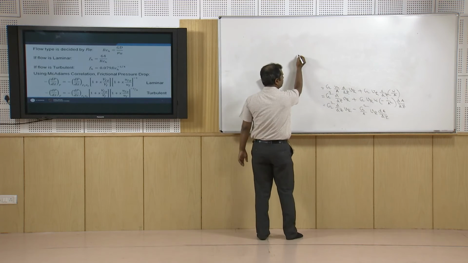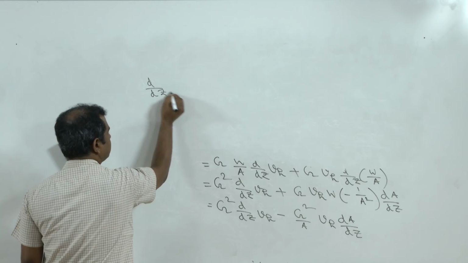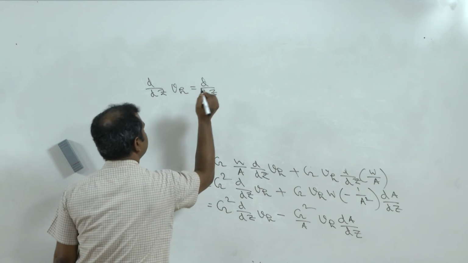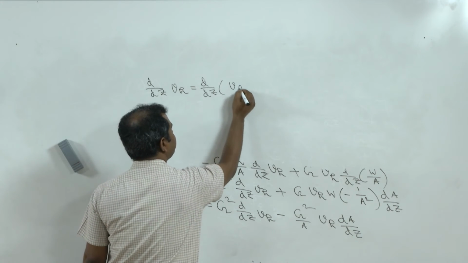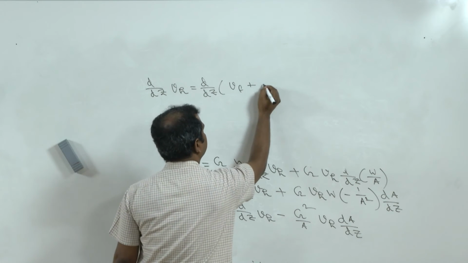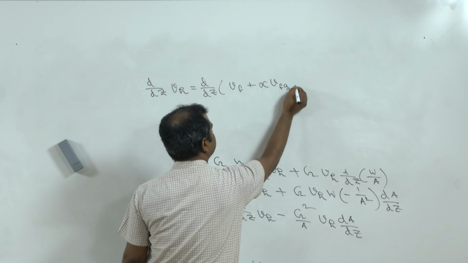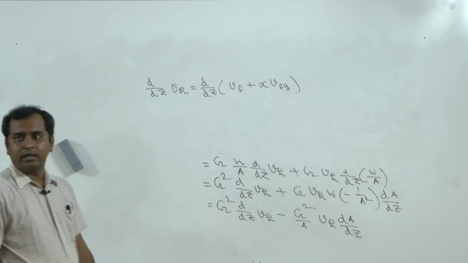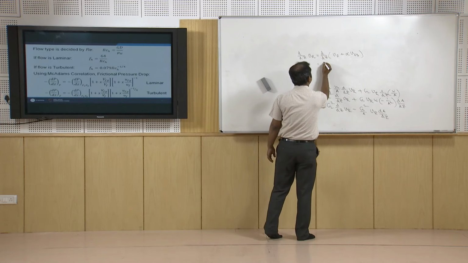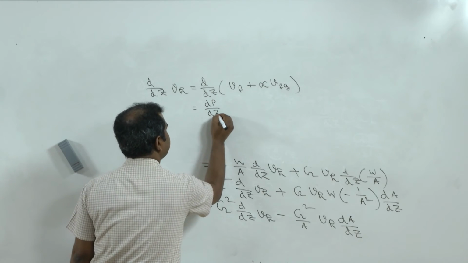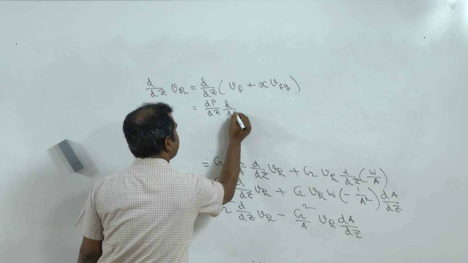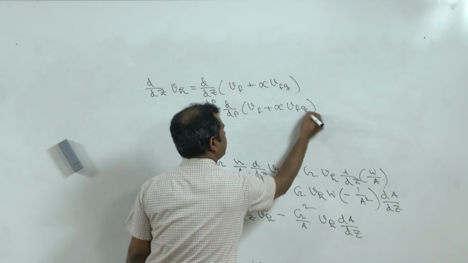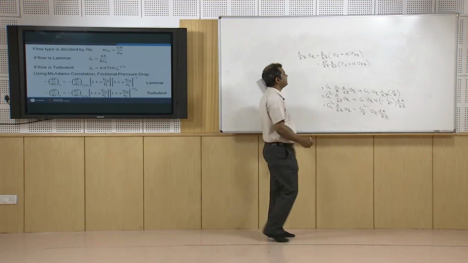So, this d/dz of vH, which is nothing but d/dz of vH, we can write down as vf plus alpha into vfg. Okay. So, all these things are actually functions of P. So, what we will be doing is dP/dz and then d/dP of vf plus alpha into vfg, right.